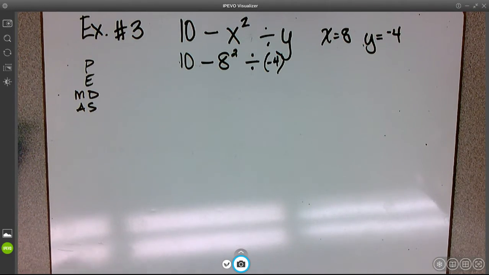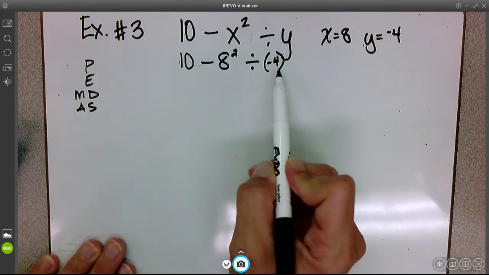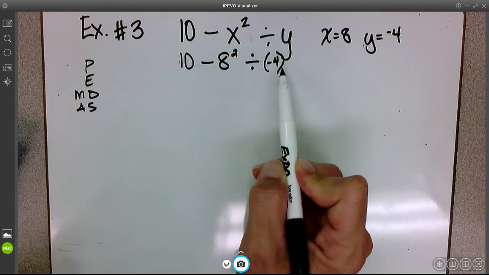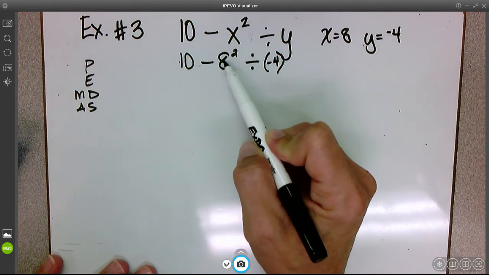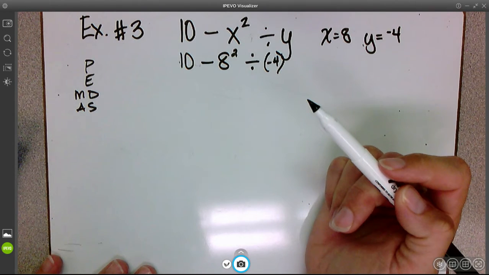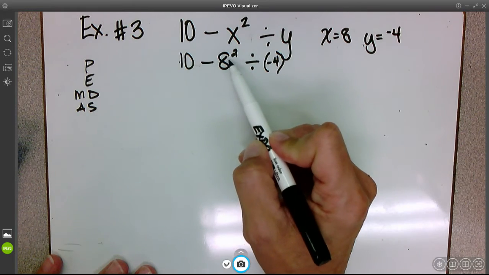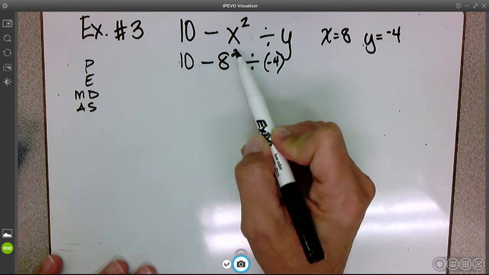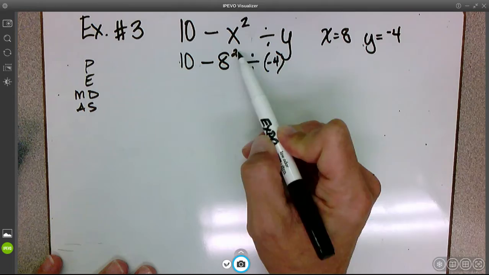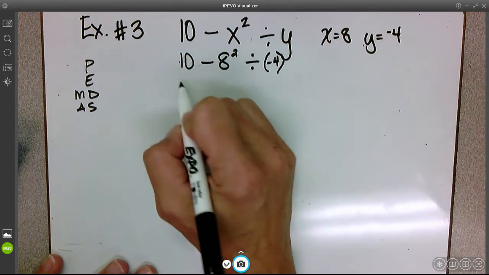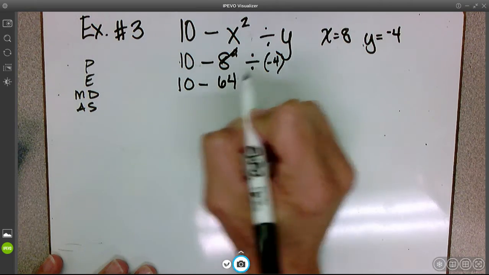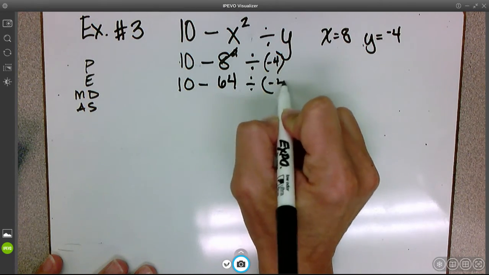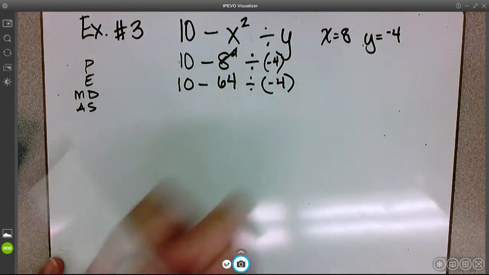Okay, so in order of operations, I take care of parentheses first. This is not parentheses, that's just grouping the negative with the 4. So I go to exponents, and I have 8 squared. And we learned in our last section that there are no parentheses around this, so it's just the 8 being squared, not the negative. So the 10 minus stays, 8 squared is 64. Bring down your divided by -4. So I took care of exponents.